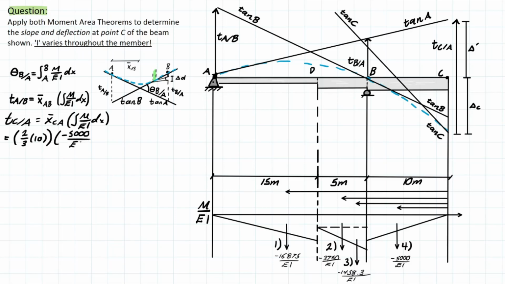over EI. We do the same thing for segment 3, except now we are including this length that we are passing from C to B, which is 10, and then we are taking, once again, the centroid for this triangular shape, and since the larger end is closest to us, we are now taking 1 over 3 in this case, times the length of the segment, which is 5 meters right here. So we have 5 there, and we are once again plugging in the resultant value for the segment we're referencing, which is this triangular shape number 3. So we have negative 1458.3 over EI.